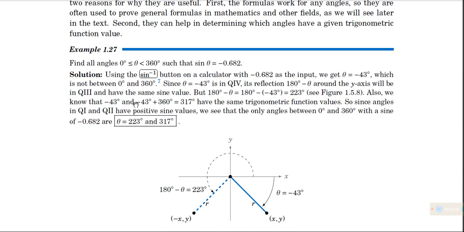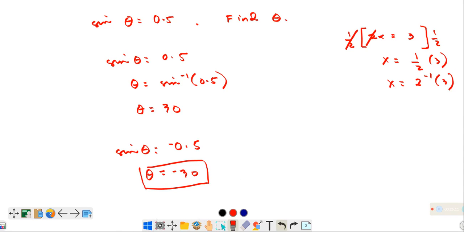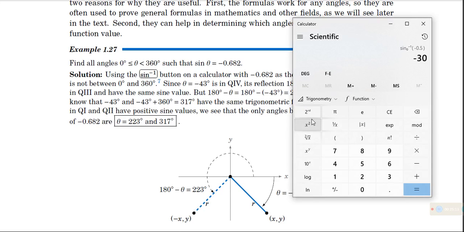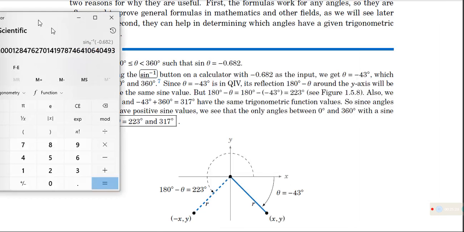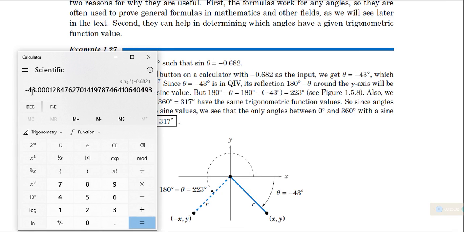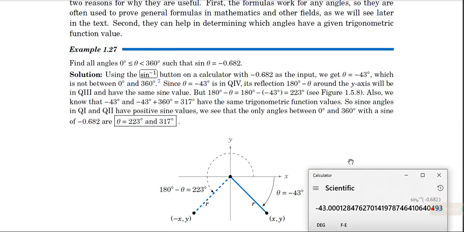So, dito, kunin natin yung arc sine ng negative 0.682. So, input muna natin dito. We have negative 0.682. Kunan natin siya ng arc sine. Our angle is about negative 43 degrees. So, ito siya, negative 43. And negative 43 is in the fourth quadrant. Kunin natin yung reflection niya.